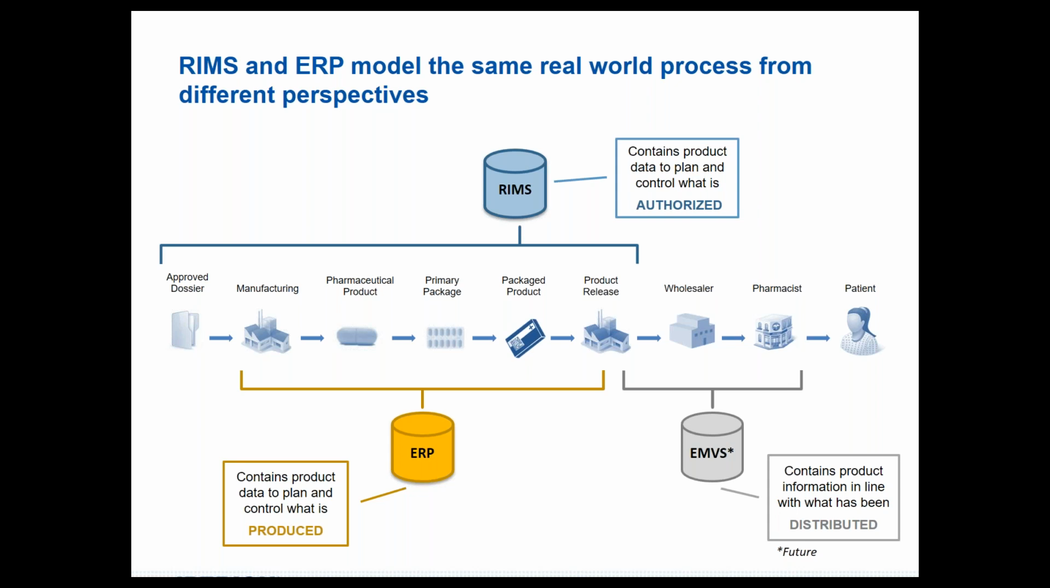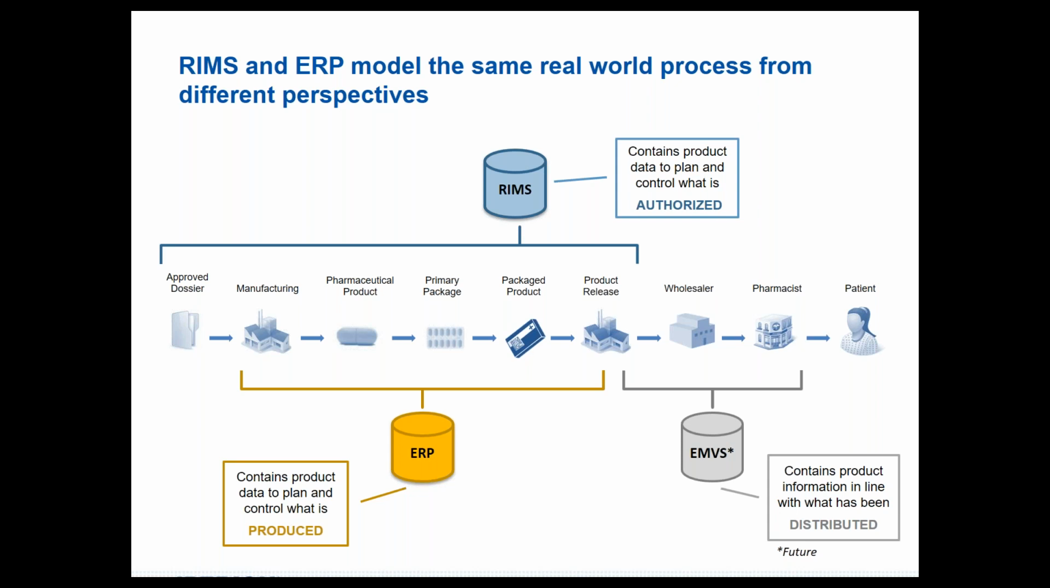Now, if we look at the typical systems that play a role in these processes, on the one hand, we see, of course, the Regulatory Information Management System, which has a strong focus on the approved dossier all the way to the product release, and then also lets it go. It contains the product information so we can plan and control what is authorized. If we look at the bottom side, then there is the so-called ERP system, which is very much focused on the planning and controlling of what we actually produce. It may support your actual manufacturing process, but it will certainly have a good look across the distribution that you're planning.